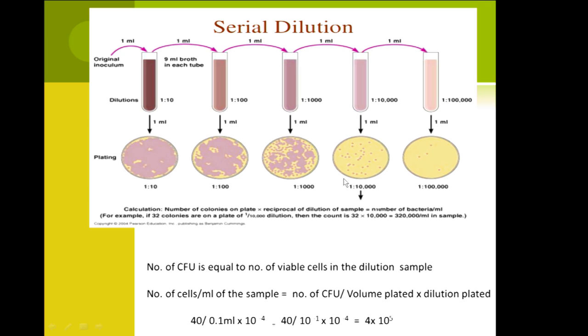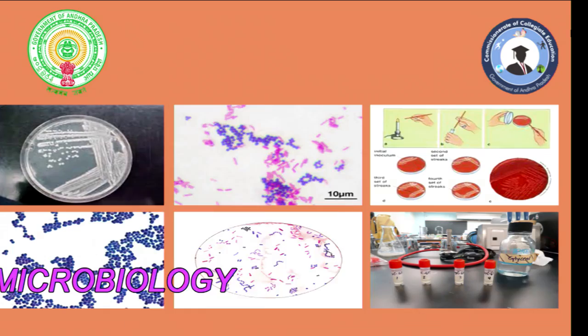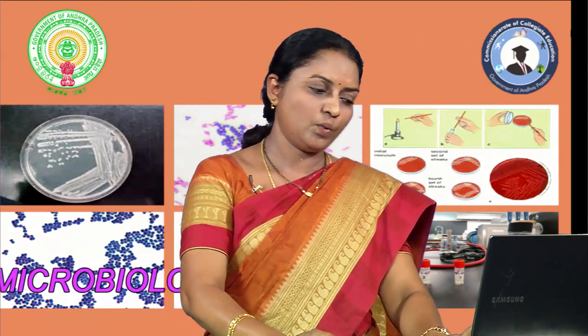Here, if you take this as an example, this is the 10 to the power of minus 4 dilution, with 40 colonies. So 40 divided by 0.1 ml times 10 to the power of minus 4 is equal to 40 divided by 10 to the power of minus 1 times 10 to the power of minus 4, that becomes 4 times 10 to the power of 5. So, those are the number of cells present per ml in the original sample.